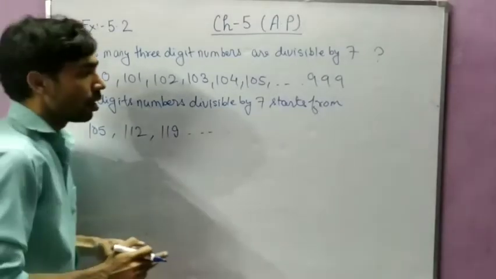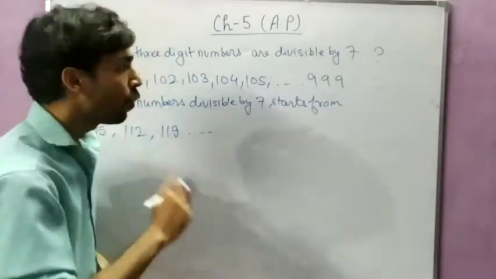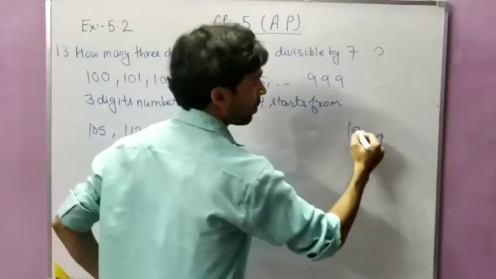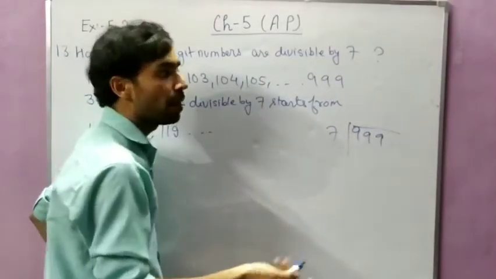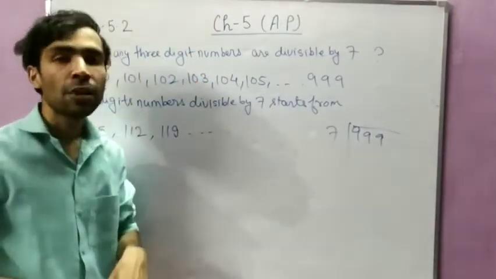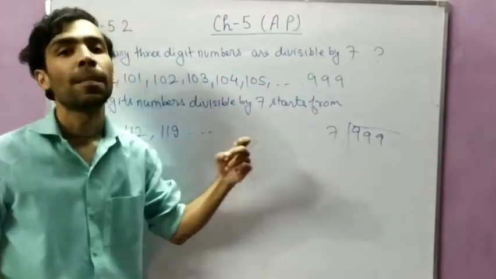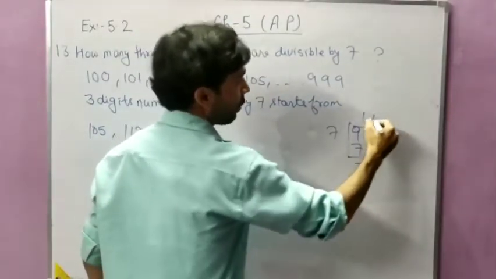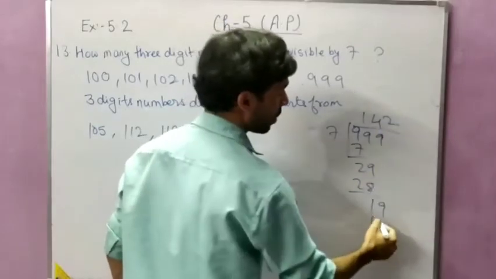Now students, we don't know the last term, that is, which last 3-digit number is divisible by 7. So what you do, you divide this number 999 by 7. If it is completely divided, then the last 3-digit number will be 999. If it is not completely divided, I will tell you the method to find the last 3-digit number which is divisible by 7. So divide it. 7 1 is 7, 2, 9, 7 4 is 28, 1, 9, 7 2 is 14, 5.